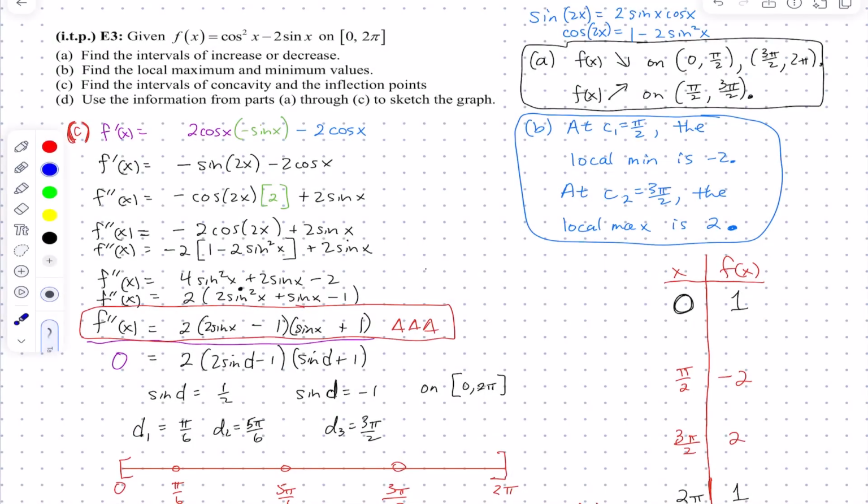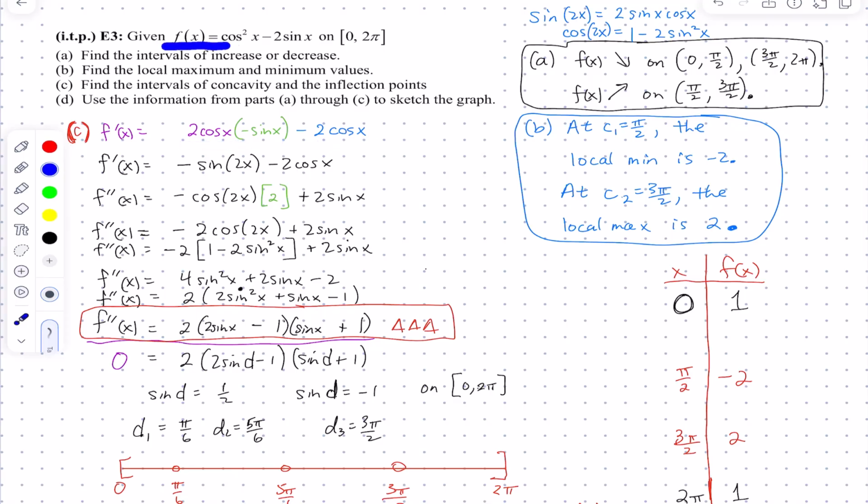Let's finish the analysis of this problem with parts C and D. For part C, we want to find the intervals of concavity and the inflection points. The way we do this is find a second derivative function. In order to have the second derivative function, you need the first derivative function.